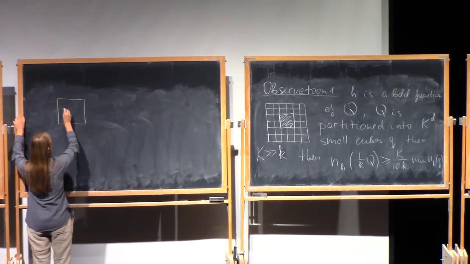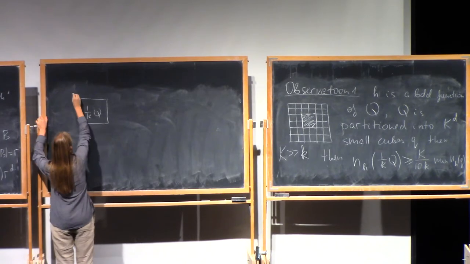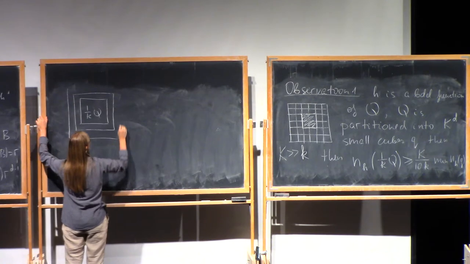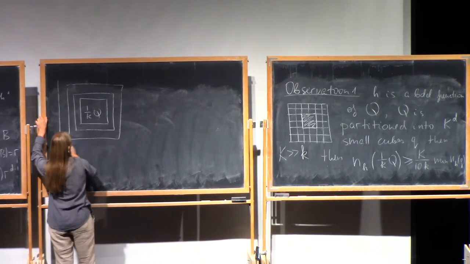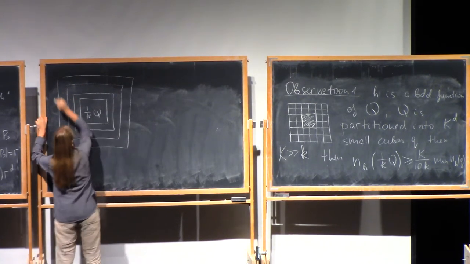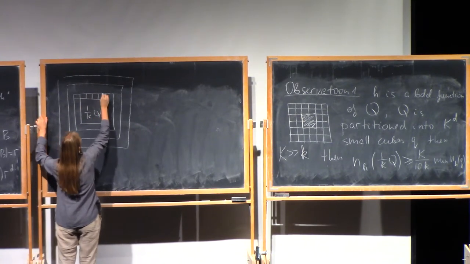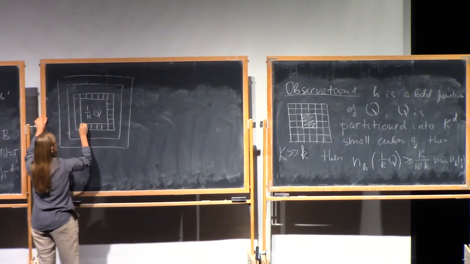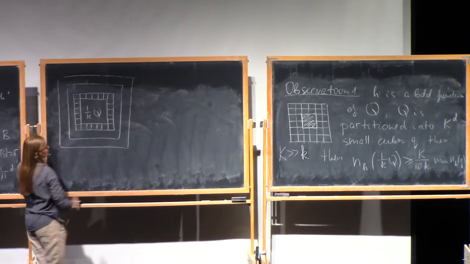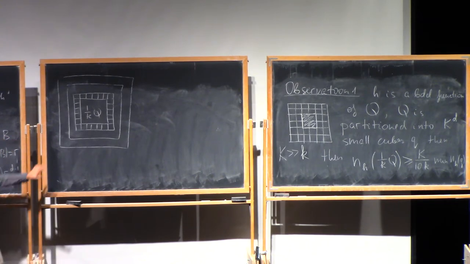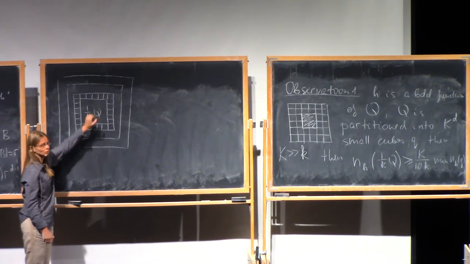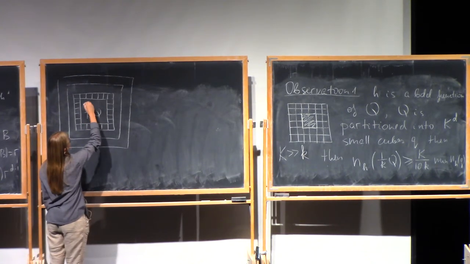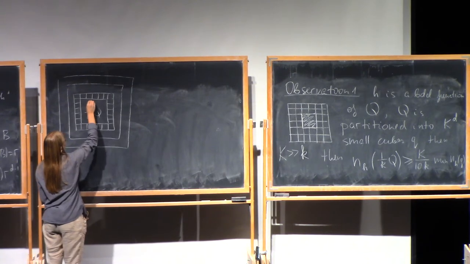We take this cube 1 over k q, and we will go from this one to the large cube q in this way. So I take this cube 1 over k q, and take the maximal point. It could be inside or outside, but take the maximal point there.